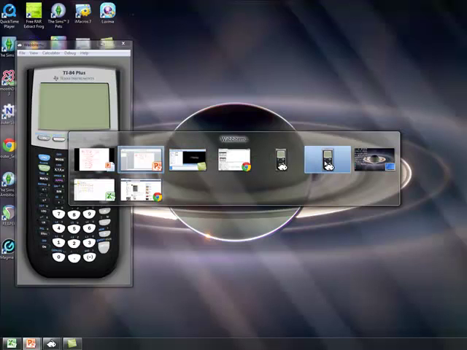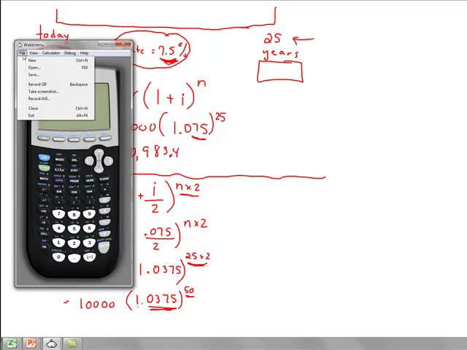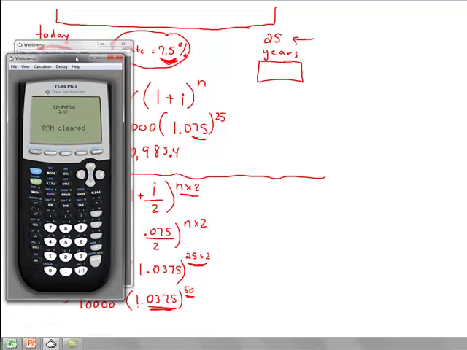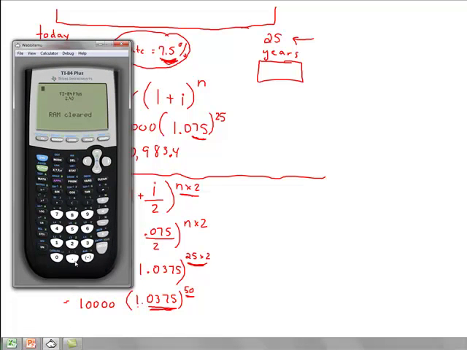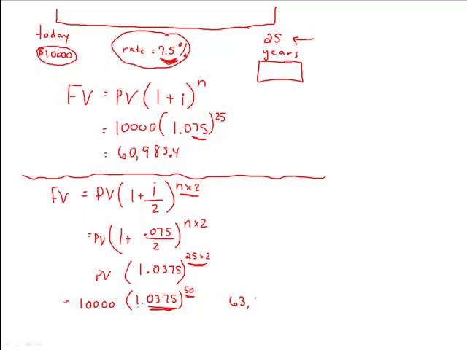So using my financial calculator, each time I access this calculator I have to open a new one, but I will take the $10,000 times 1 plus my rate of 0.0375 raised to the power of time, which is 50, and so it's $63,010. I'm just going to round a bit.